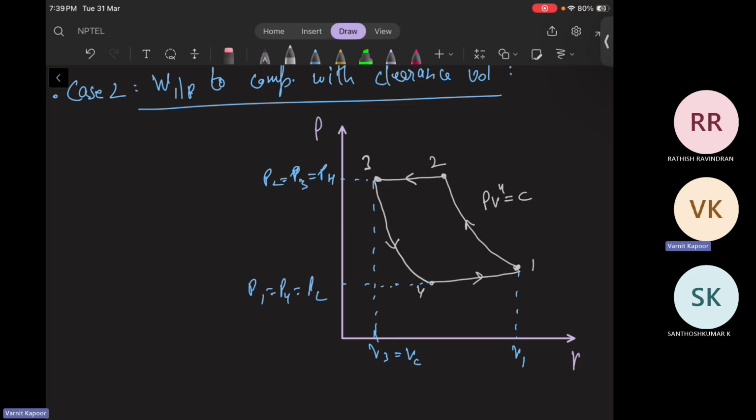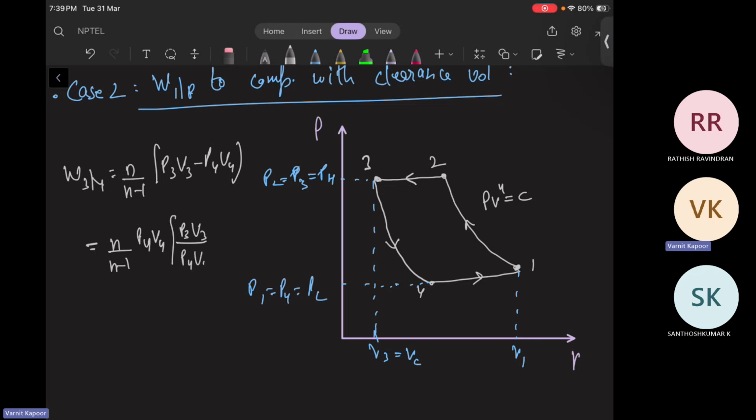Again, it's an open system process. So we'll write it directly. So work from 3 to 4 will come out to be n by n minus 1 times P3V3 minus P4V4, similar to that. And again, we will take out P4V4 from it. So it will be P3V3 by P4V4 minus 1.